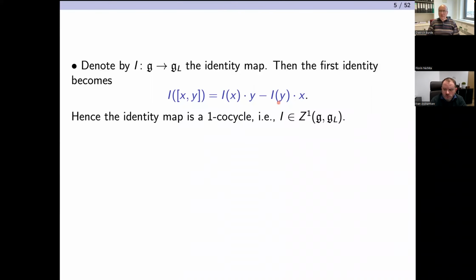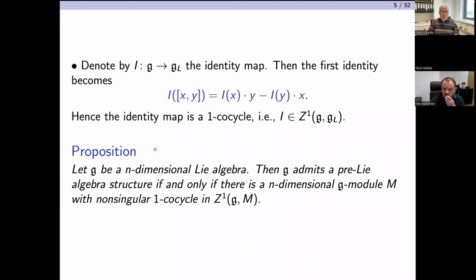And what is special about this is that the identity map is non-singular, so it has non-zero determinant. And you can prove, by a rather elementary argument, that if you have a finite dimensional Lie algebra, then such a pre-Lie algebra exists if and only if there is a module of the same dimension having a non-singular one cocycle. You can make this precise: if you have such a non-singular cocycle, you get a formula by conjugation, which gives you the pre-Lie product.